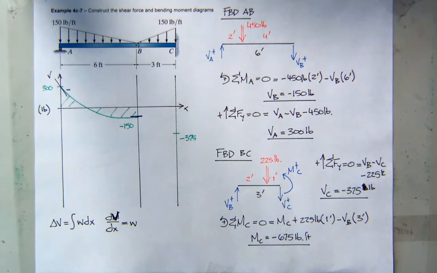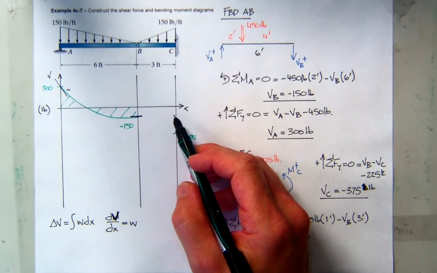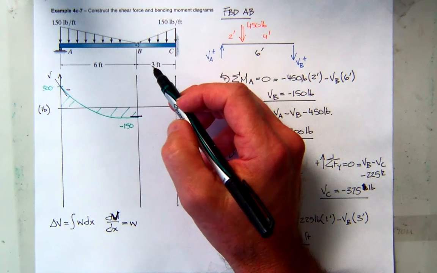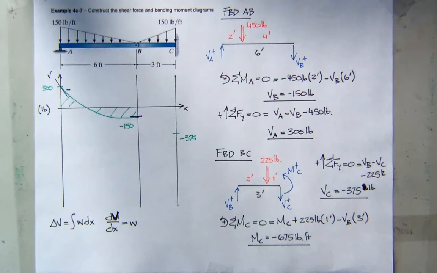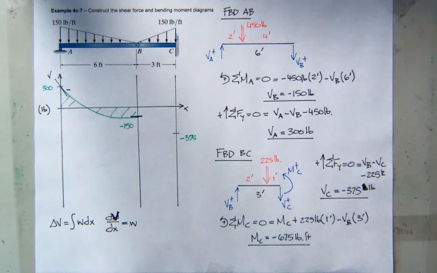Now what? So what is the change in shear between B and C? It's the area of this curve. What is the area of that curve? 1/2 base times height, which is negative 225. So you subtract that from 150, you get success.